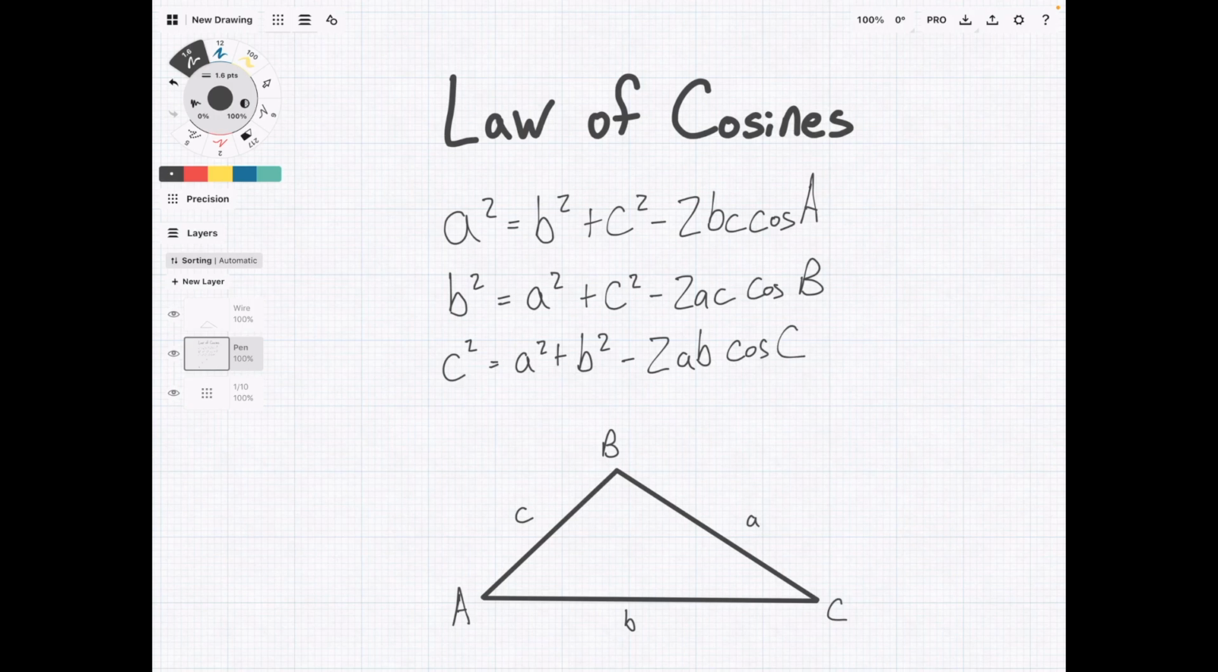So you'll notice that there's a pattern across all of these. Depending on what side length we're looking for, the other side is going to use the remaining sides in the equation. So we have a on the left, and then on the right we have b squared plus c squared minus 2bc something else. You'll also notice that the letter of the side we're looking for matches the angle and the cosine. So that's the same across all of these equations.